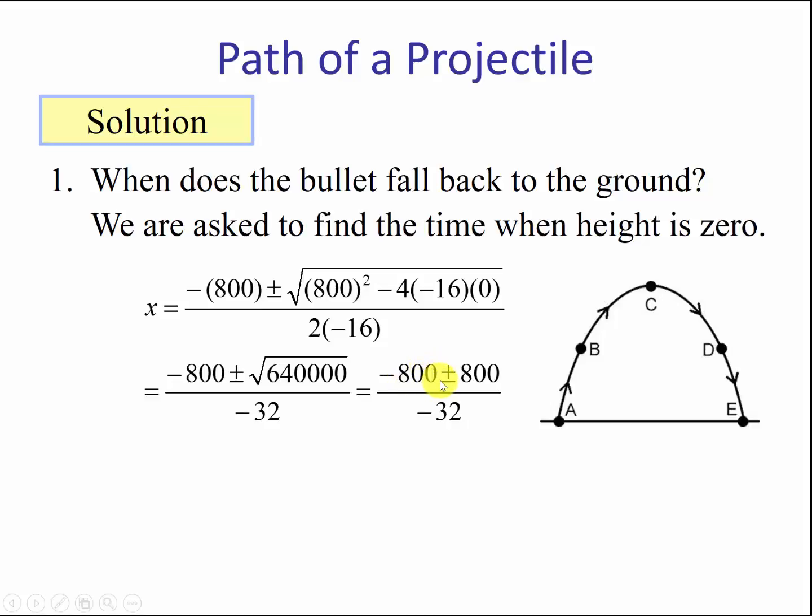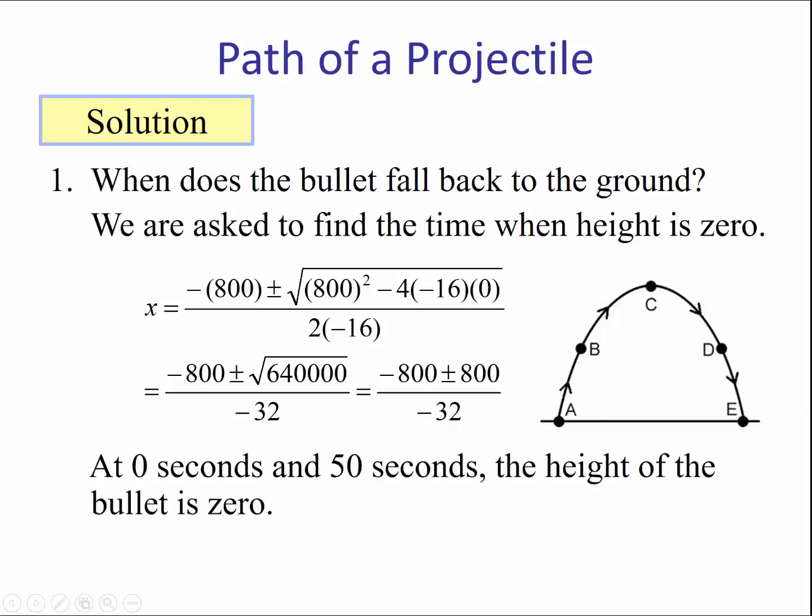Negative 800 minus 800 is negative 1600, and 1600 divided by negative 32 is a positive 50. Negative 800 plus 800 is 0. 0 divided by negative 32 is 0. So our t-intercepts happen at 0 and 50. So in terms of this problem, we would say at 0 seconds and at 50 seconds, the height of the bullet is 0.